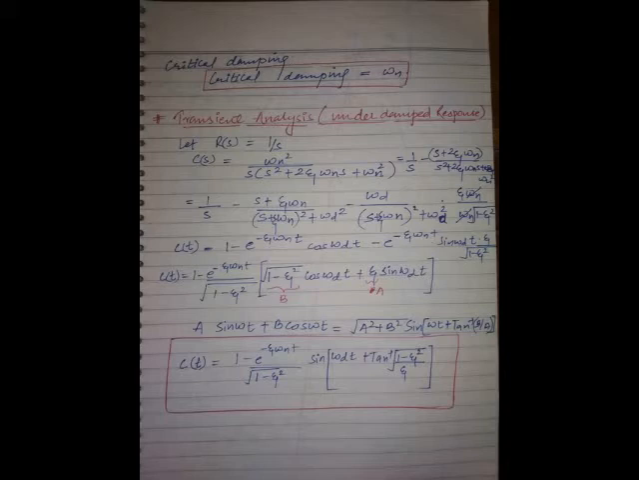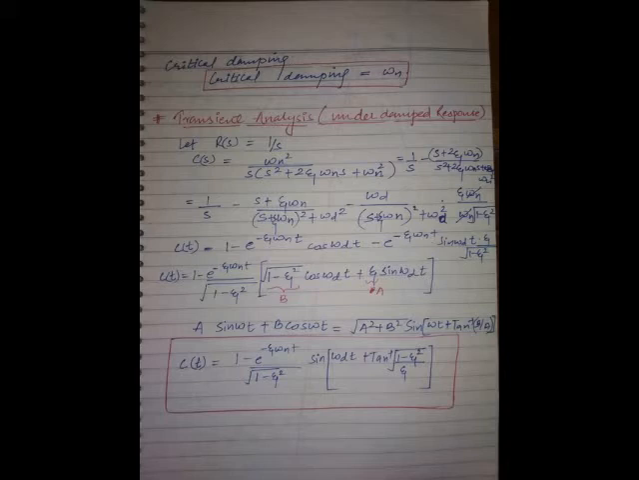Now, this expression, s plus 2 zeta omega n term, we are writing it as s plus zeta omega n plus zeta omega n. And this denominator term, we are writing it as (s plus zeta omega n) whole square plus omega d square, because zeta value is less than 1. So this transfer function we are writing it as 1 by s minus, the numerator we are writing as (s plus zeta omega n) by (s plus zeta omega n) whole square plus omega d square, plus zeta omega n by (s plus zeta omega n) whole square plus omega d square. You add these two, get back the same expression again.